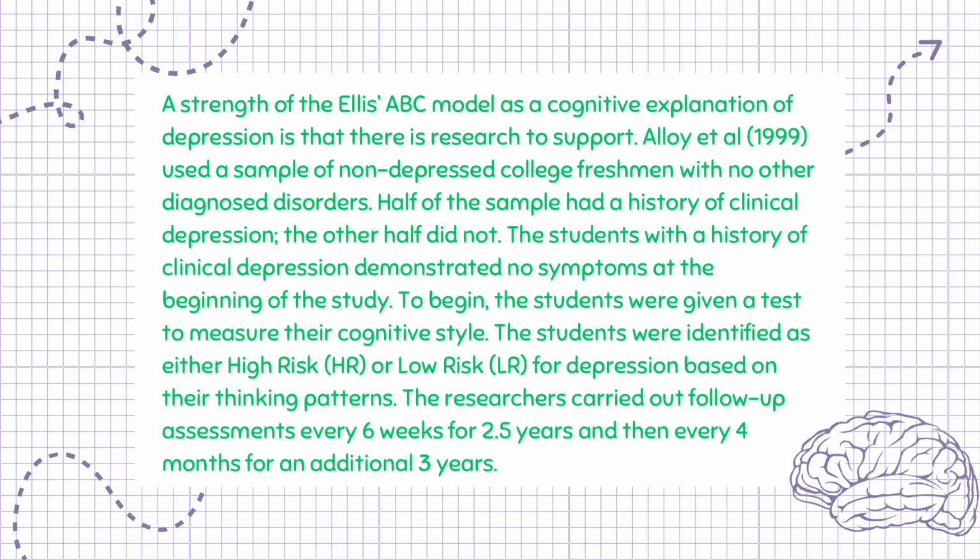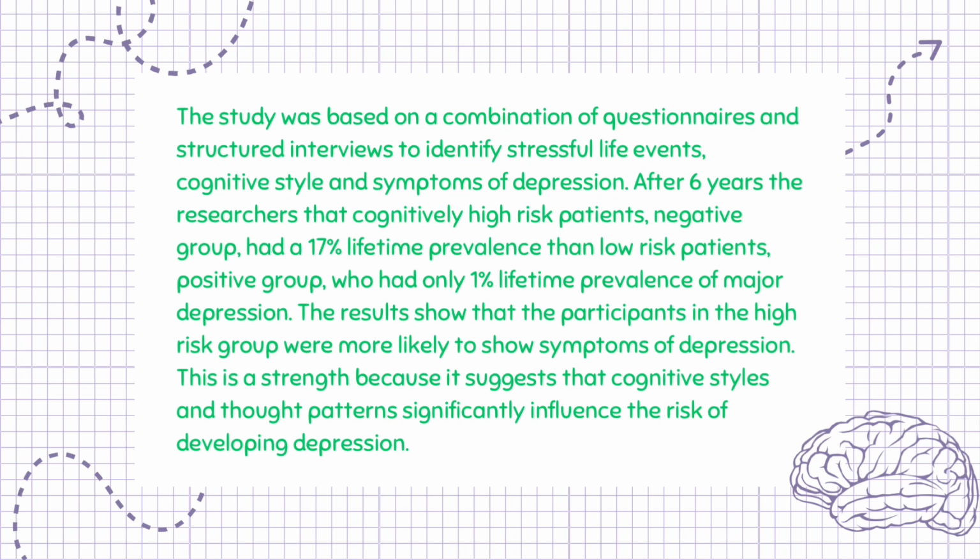The researchers carried out follow-up assessments every 6 weeks for 2.5 years and then every 4 months for an additional 3 years. The study was based on a combination of questionnaires and structured interviews to identify stressful life events, cognitive style, and symptoms of depression. After 6 years, the researchers found that cognitively high-risk patients, negative group, had a 17% lifetime prevalence, compared with low-risk patients, positive group, who had only 1% lifetime prevalence of major depression. The results show that the participants in the high-risk group were more likely to show symptoms of depression. This is a strength because it suggests that cognitive styles and thought patterns significantly influence the risk of developing depression.